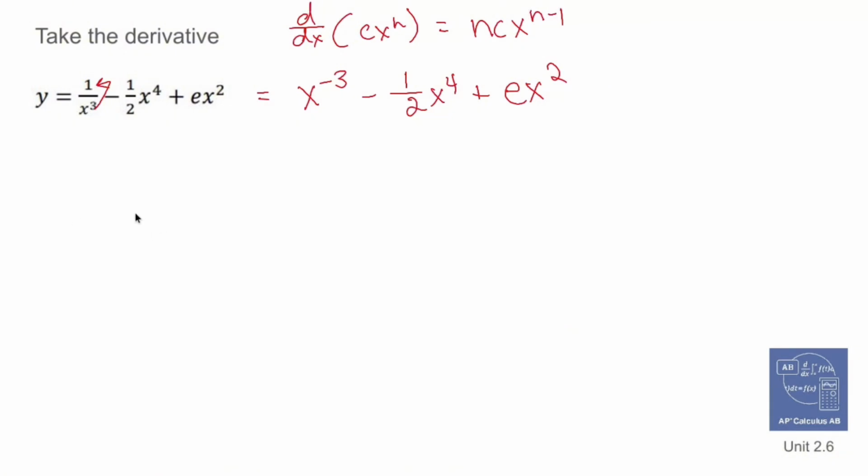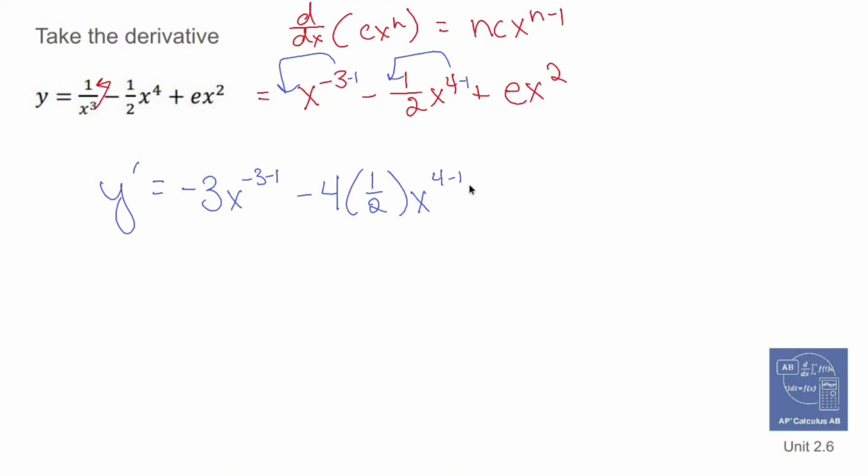Now, the derivative is going to be y prime, or you can call it dy dx. We're going to bring that negative 3 down and then subtract. So that's going to be negative 3x to the negative 3 minus 1, minus. Let's bring that 4 down and then subtract. So 4 times 1/2 x to the 4 minus 1. Let's bring that 2 down and subtract. So plus 2e x to the 2 minus 1.